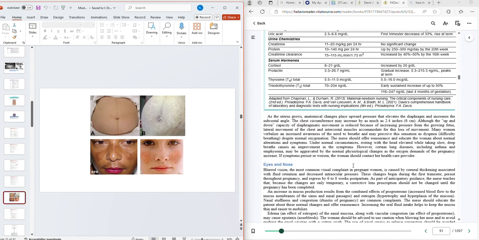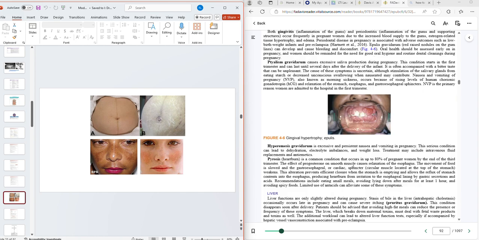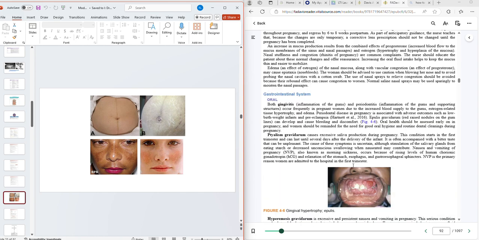All right, so let's talk about some different problems. You can have some gingivitis during pregnancy, early onset of gingivitis, so make sure that you take care of your teeth. Tell your patients to take care of their teeth during pregnancy, okay, because they can get that gingival hypertrophy. You see how the gums are going over the teeth, okay? This can happen during the first trimester.